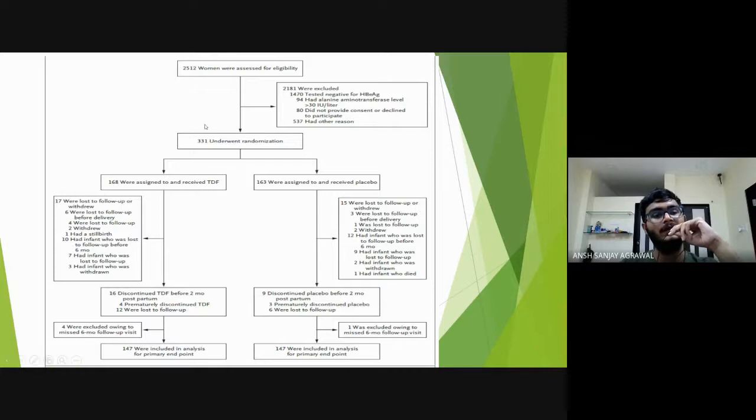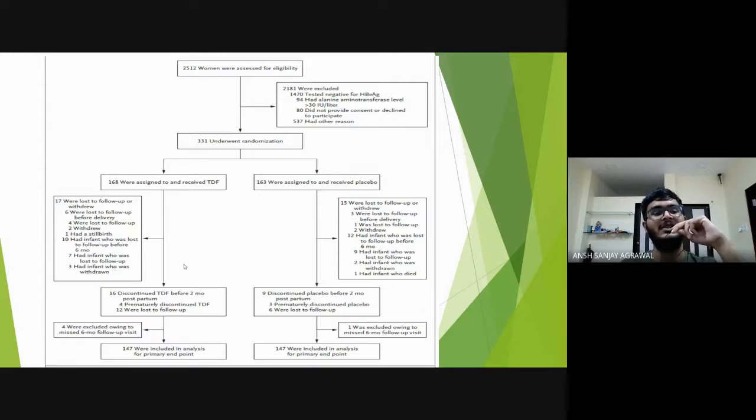So 331 underwent randomization, out of which 168 were assigned to and received TDF, and 163 were assigned to and received placebo. Out of this, further attrition occurred. Some people were lost to follow-up or withdrew. One had a stillbirth in this case, then some had infants who were lost to follow-up, or had infants who were withdrawn. So the mothers weren't willing to have the infants involved in the study.